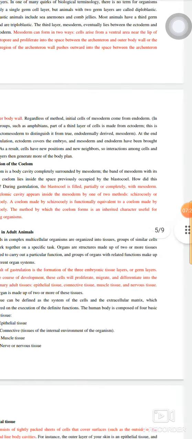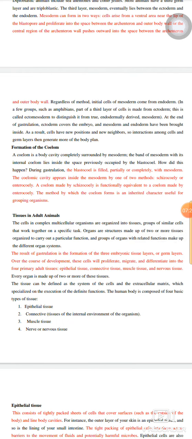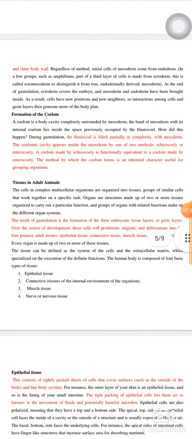Okay, let's talk about the formation of the coelom, or the column, depending on what you call it. Just know the correct pronunciation, and then the spelling. So the blastocoel is filled either partially or completely with mesoderm. The coelomic cavity appears inside the mesoderm by one of two methods. It's either by schizocoely or by enterocoely. In either of these two methods, each of them is functionally equivalent. The method by which this coelom forms is an inherited character useful for the grouping of organisms.